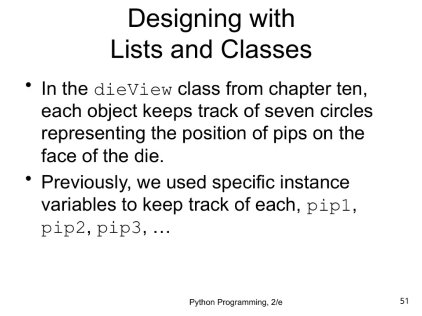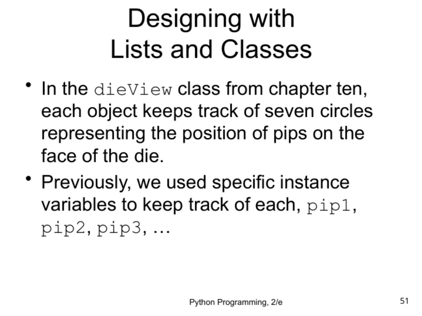In the DieView class from Chapter 10, each object keeps track of 7 circles representing the position of pips on the face of the die. Previously, we used specific instance variables like pip1, pip2, pip3, and so on to manage each individual pip. While this worked, it wasn't the most efficient approach, especially as the number of pips or faces increases. That's where designing with lists and classes comes into play. Instead of having separate variables for each pip, we can store all of them in a list.